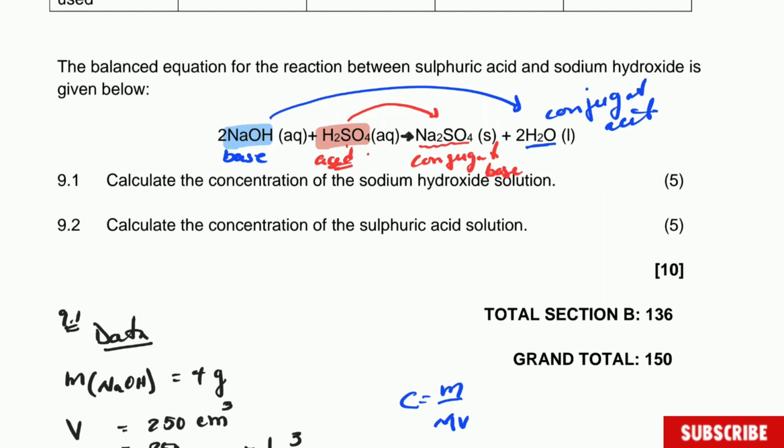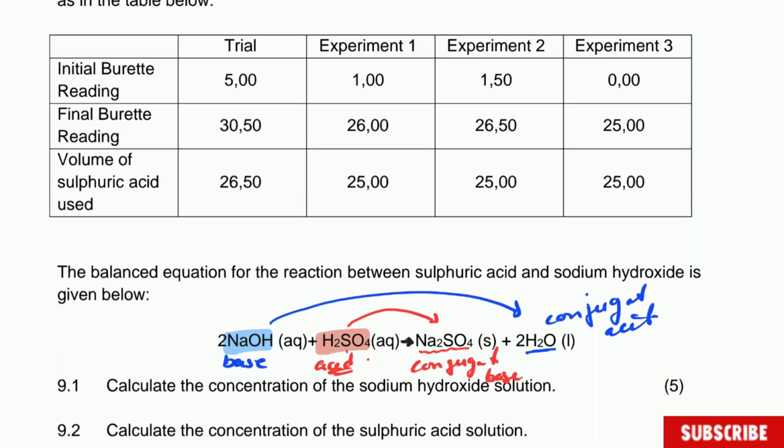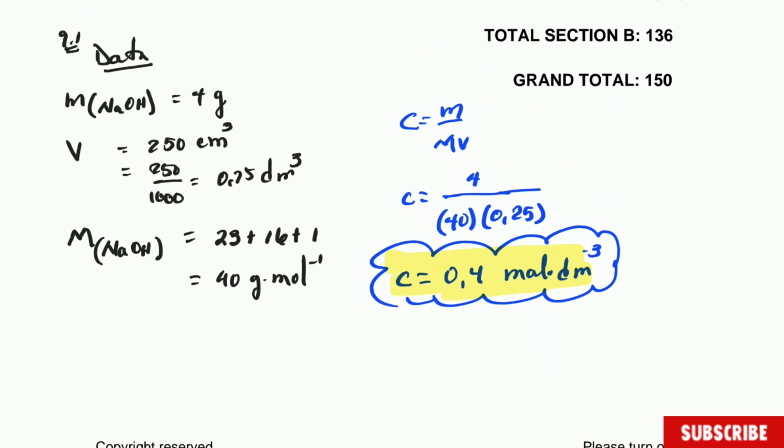Now, question 9.2, calculate the concentration of the sulfuric acid solution. Now, to do this one, we are going to use titration, but remember, all the data are here. So you can see that the volume of the sulfuric acid at the end point was 25 in all the trials. There you go. So all we're going to do is to use the titration formula to calculate the concentration of the sulfuric acid. So this is question 9.2, and we have everything now there.